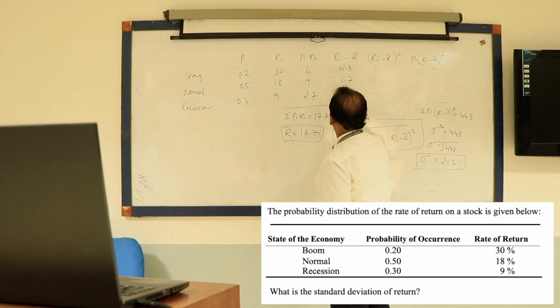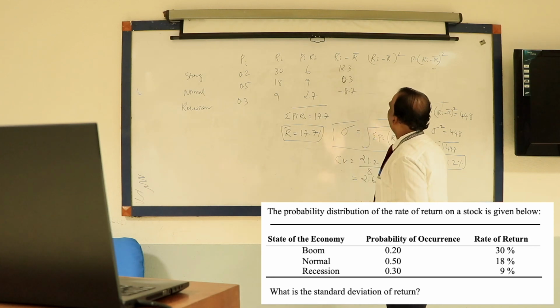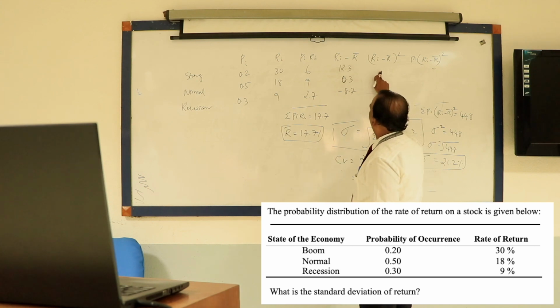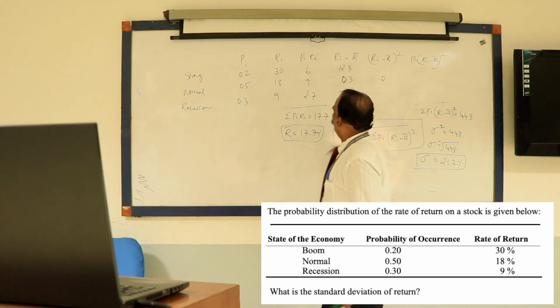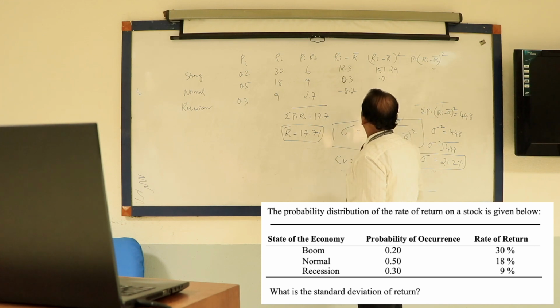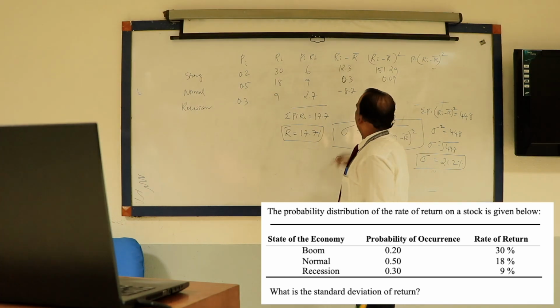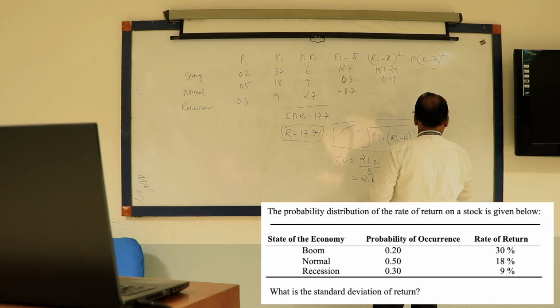Now square it. 12.3 square is 151.29. 0.3 square is 0.09. 8.7 square is 75.69.